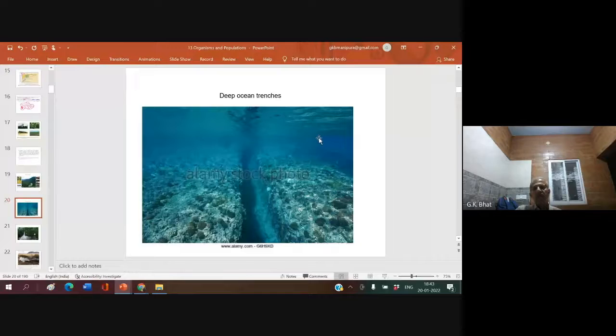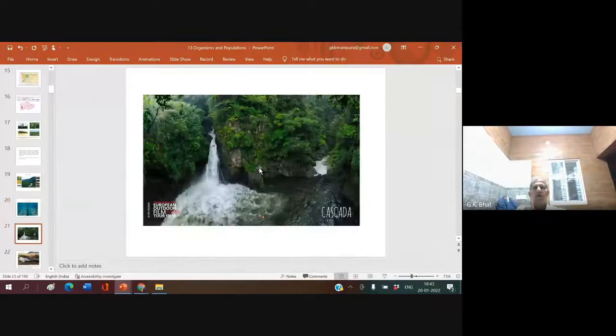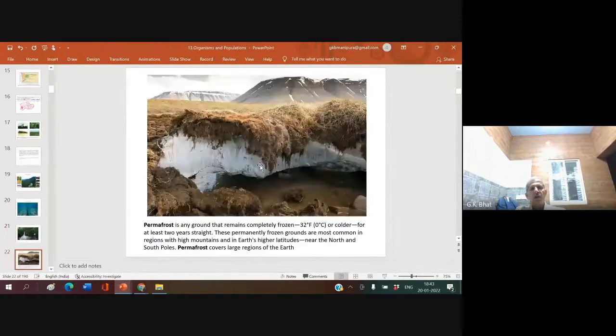You feel that someone made the trench. Who makes the trench here? It's the ocean bed, and you see such a deep trench in the ocean. Even there you come across living organisms. This is a stream, the falls in the rainforested area. And this is permafrost.